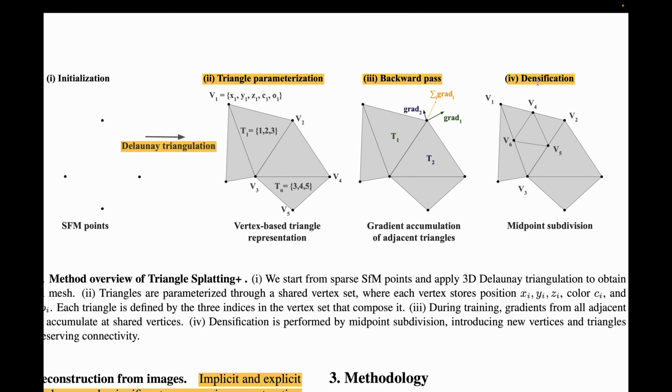So for the densification, they split big triangles into smaller triangles. It's the same idea as Gaussian splatting. Using the view space positional gradient, they know when big triangles need to be split, and they do it like this. They split one big triangle into 4 smaller ones.